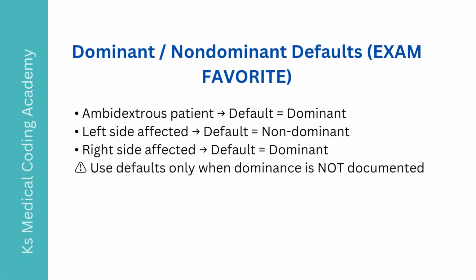Default rules when dominance is not documented. If the affected side is documented but dominance is not specified, follow these official ICD-10-CM defaults. If the patient is ambidextrous, the default is dominant. If the left side is affected, the default is non-dominant. If the right side is affected, the default is dominant. These rules are exam favorites.